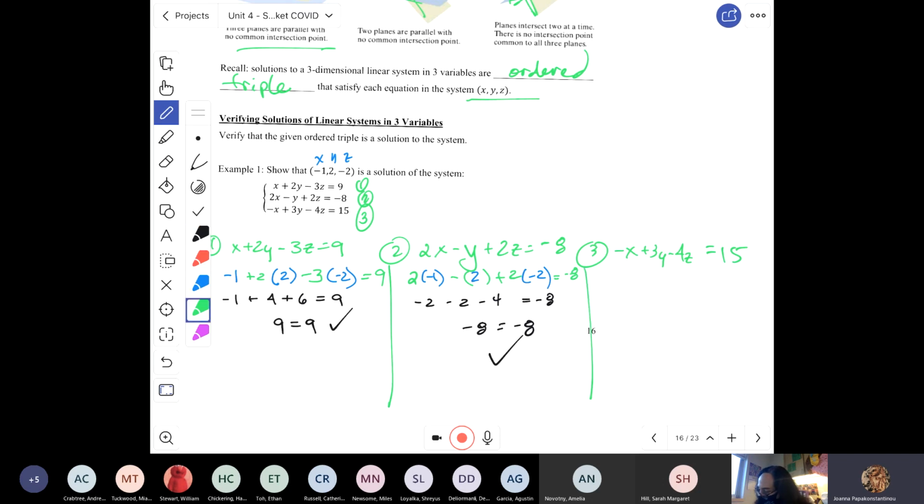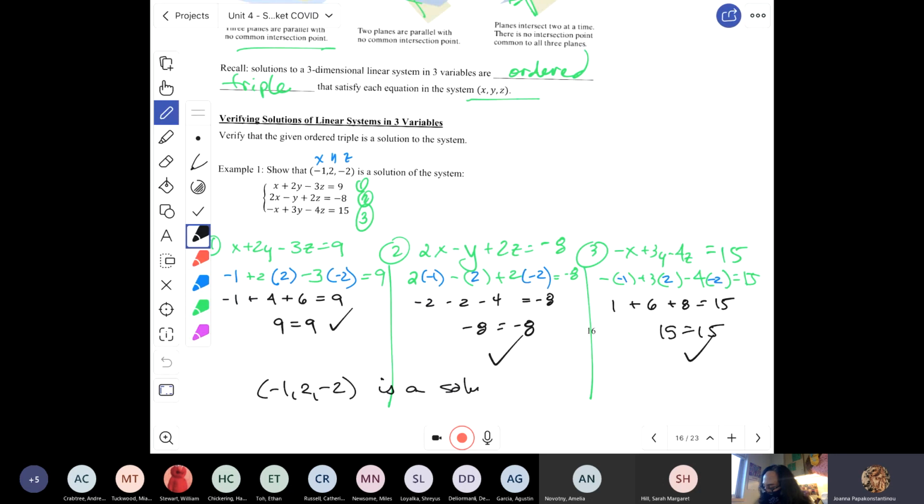So I'm going to do the same thing, and I'm going to substitute in X, Y, and Z. Be careful of your minus signs because that can trip you up. Does it satisfy the last equation? Yes, it does. So only at this point we can say -1, 2, -2 is a solution to the given system.